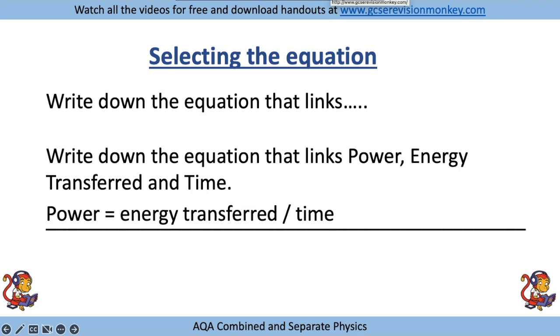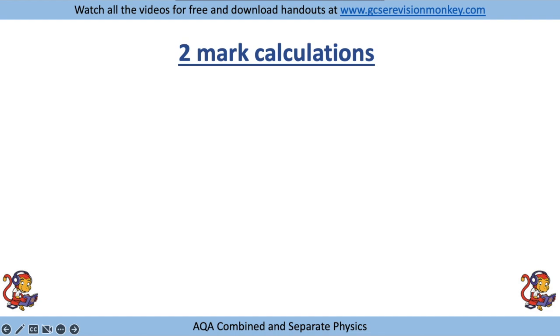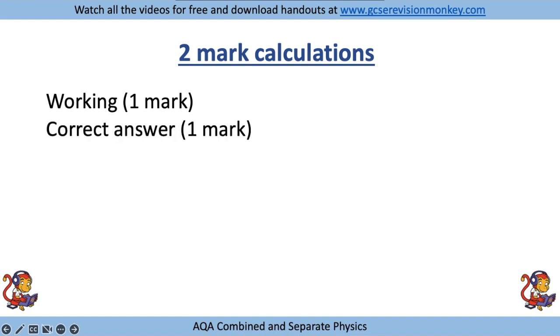30% of your physics exam is going to be using calculations, and a lot of them will come through these equations. So I'm going to spend a little bit of time on where you're going to get the marks for these equations, because if you can nail these, that's 30% of your exam sorted. So let's have a look at 2-mark calculations first of all. Really, you're getting 1 mark for your working and 1 mark for your correct answer. So we really encourage you to do your working, because even if you use your calculator incorrectly and get the wrong answer, you will still get a mark for the correct working out.